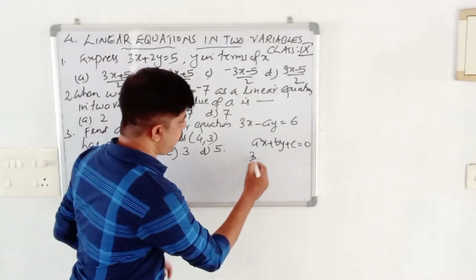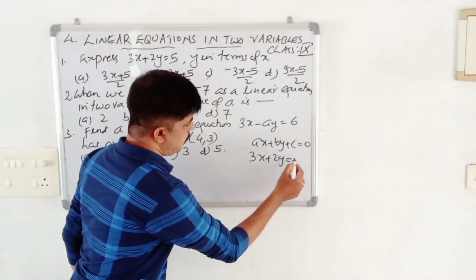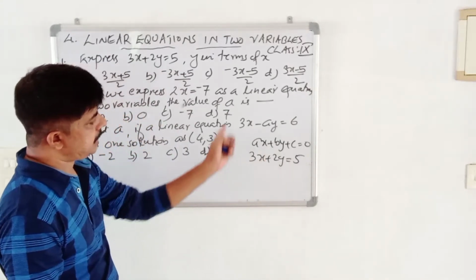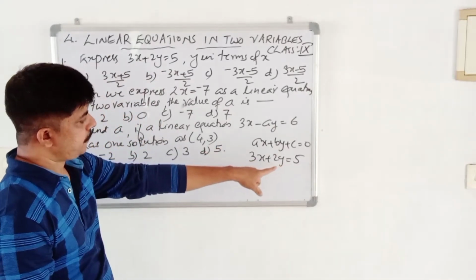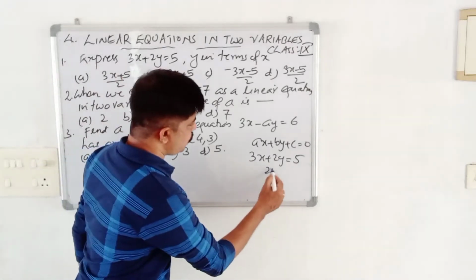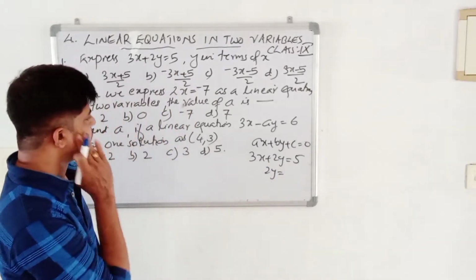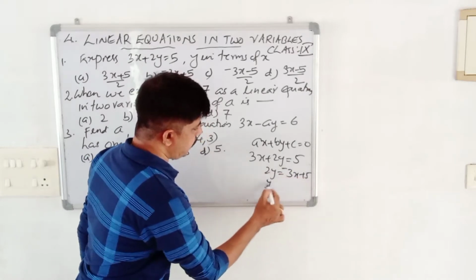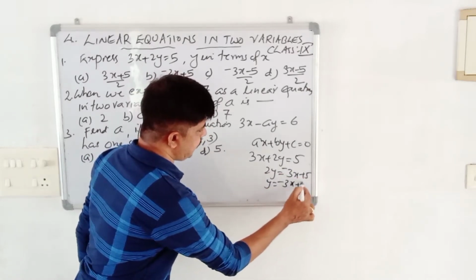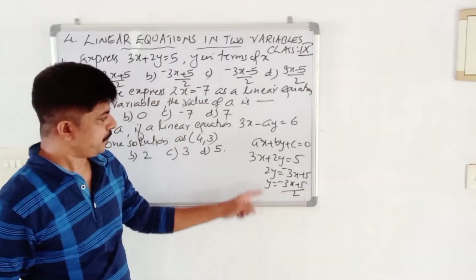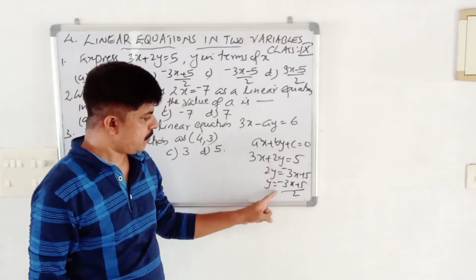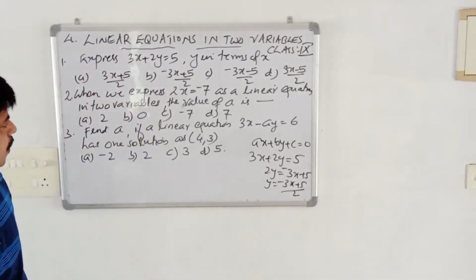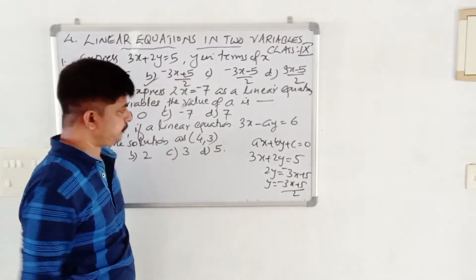3x plus 2y is equal to 5. We have to separate the variable y, so 3x can be transposed to the RHS. Therefore, it becomes 2y is equal to negative 3x plus 5. Therefore, y is equal to negative 3x plus 5 by 2. Now we have expressed this equation with y in terms of x. Option B is the right answer.